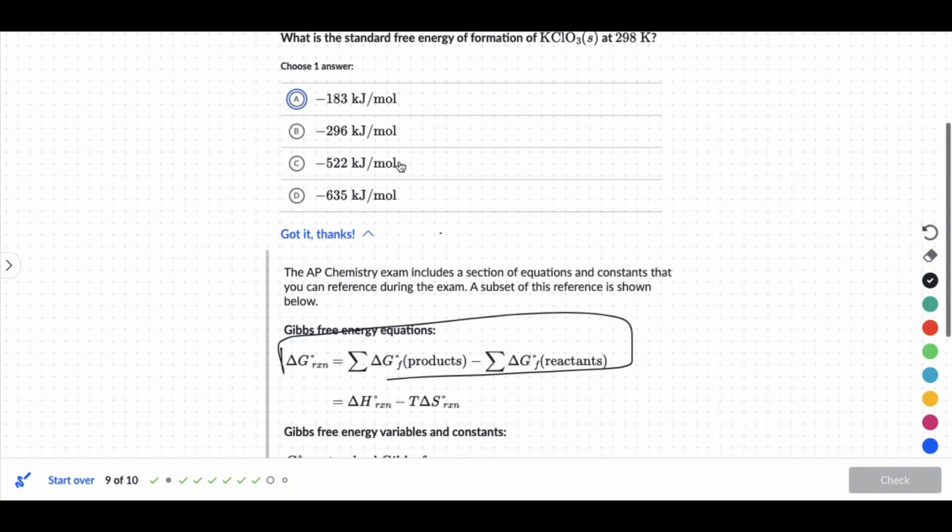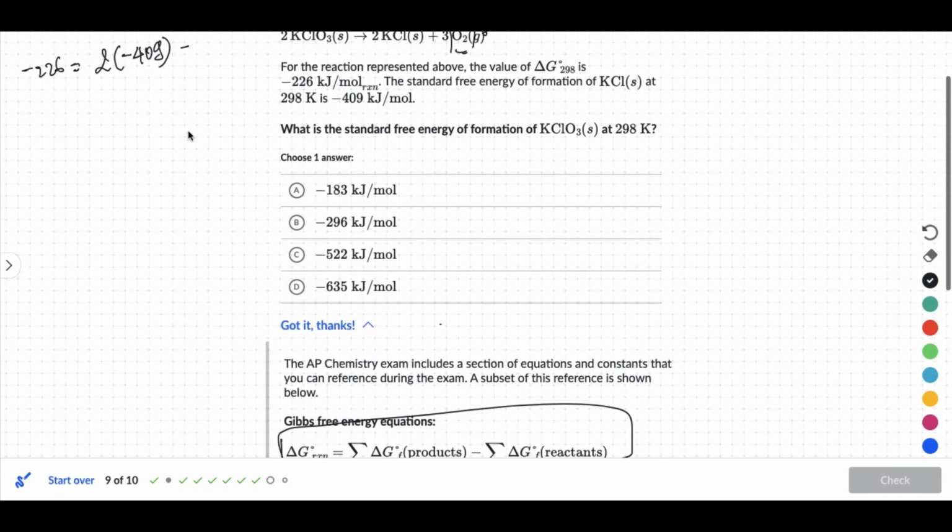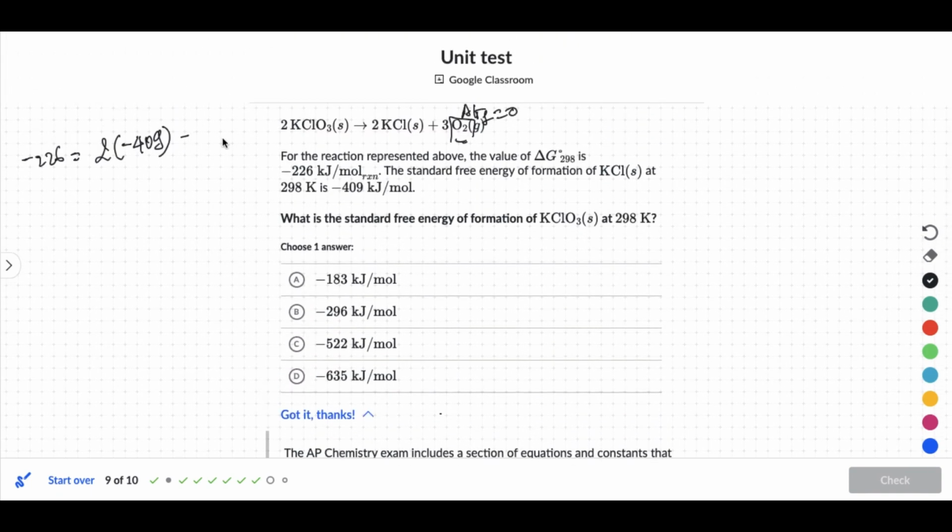So let's take the products. Delta G of the products is 2 times this, minus the formation of a reactant, which we're going to call X. We need to find X. And it's really easy. Let's just plug that into our calculator. And we're left with this.